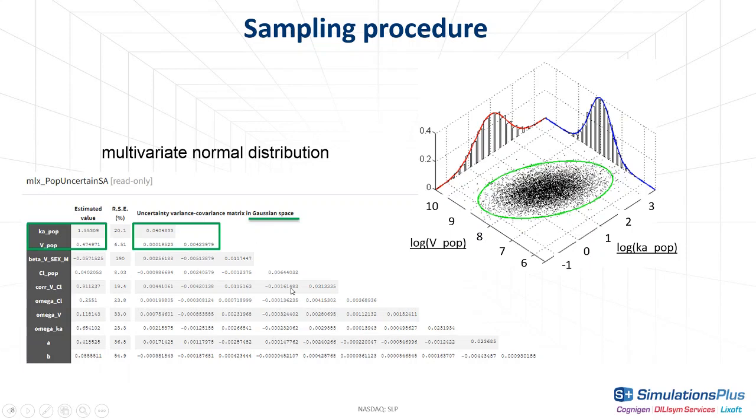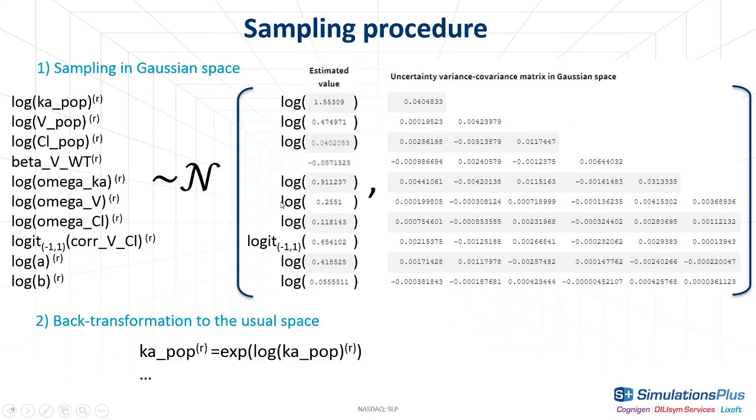Actually, the matrix that is displayed in Simulx is directly in the Gaussian space. So the procedure is to first sample the transformed parameters in the Gaussian space from the multivariate normal distribution, and then to back-transform the sampled values to the usual space. The _pop parameters are transformed according to the individual parameter distribution. So log(ka_pop) if ka has a log-normal distribution, for instance.